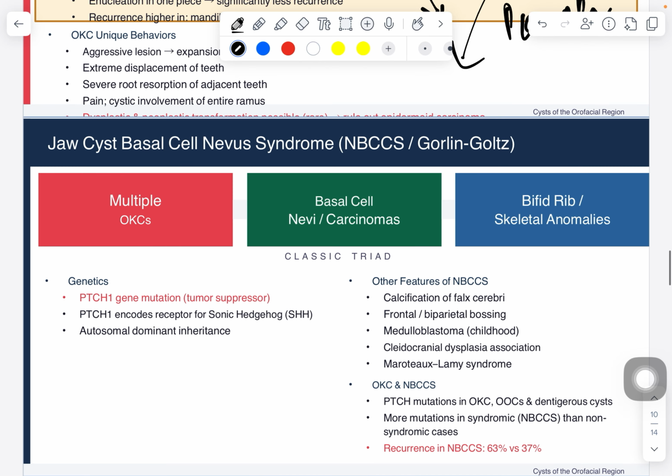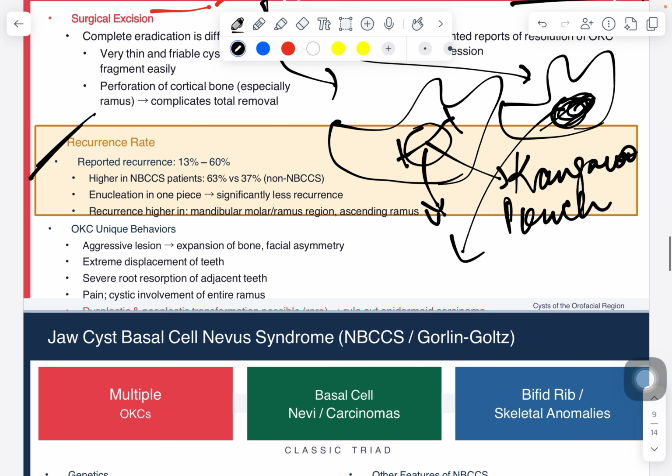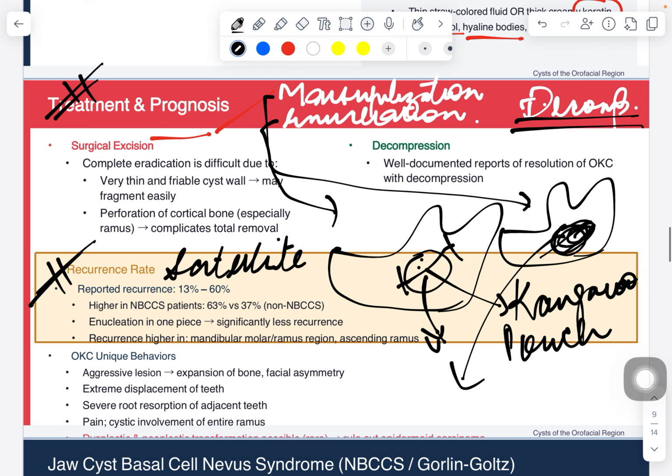Coming to jaw cyst, basal cell nevus syndrome. Here it is written that recurrence is very high. Why? Because we have the presence of satellite cysts. Satellite cysts that remain behind at the time of treatment, suppose 1 or 2 of the satellite cysts are remaining here, will cause recurrence of the OKC.